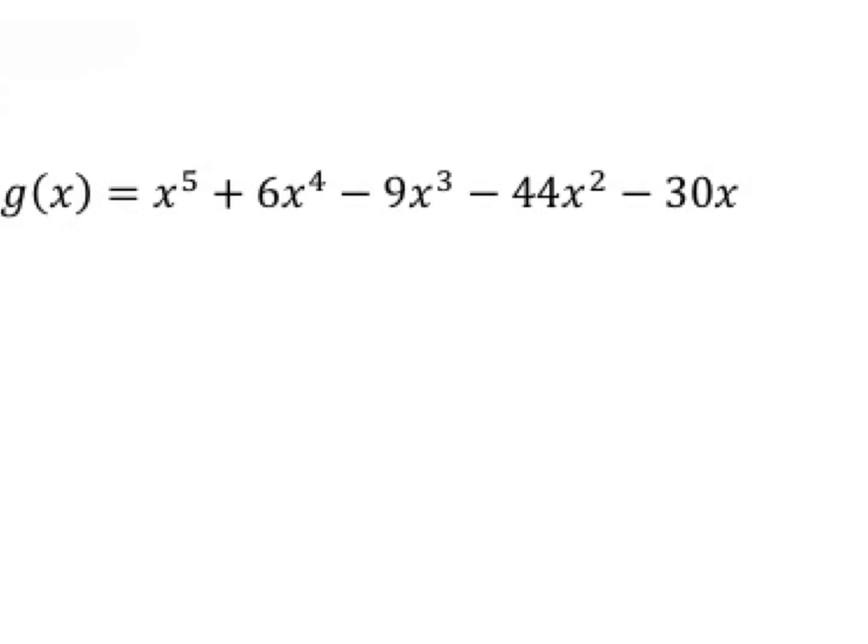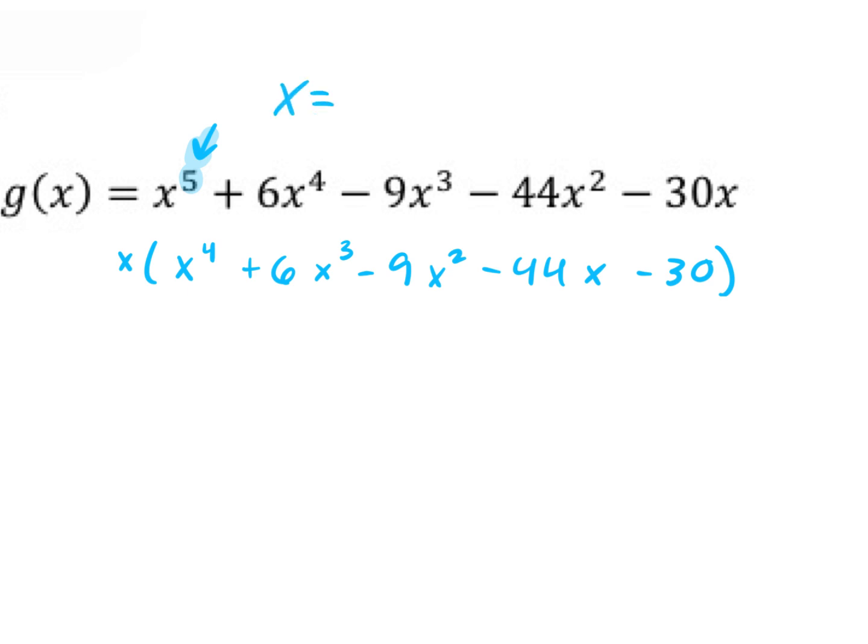So it says use the rational root theorem to find the zeros. How many zeros are we going to have here? We'll have 5. The rational root theorem is last over first, or p over q. So we're looking for 5 answers here. Before we even do last over first, looking at all of our terms, what could we do first? Take out the GCF. So our GCF would be x. So we're left with x to the 4th power plus 6x to the 3rd power minus 9x squared minus 44x minus 30. So if I take out an x, do I already have what one of my zeros are? 0. So now I only need 4 more.